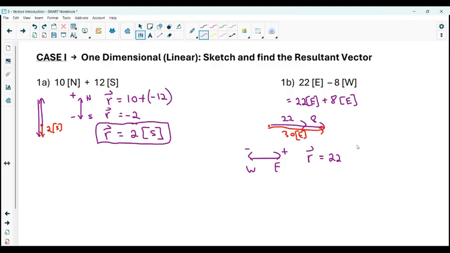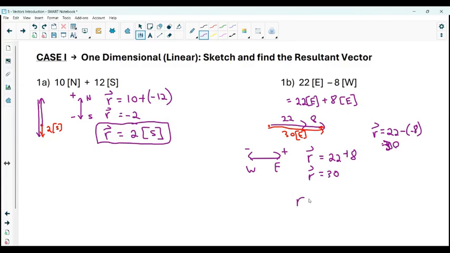And now I could add the 8. And I'll say, all right, that's a resultant of 30. Another way to do this, I could have not changed my value at the beginning, and I could have said 22, and then I'm subtracting 8, but I know it's going to be a negative because it's to the east. That would also get me to 30, right? So two ways to look at my same problem here.